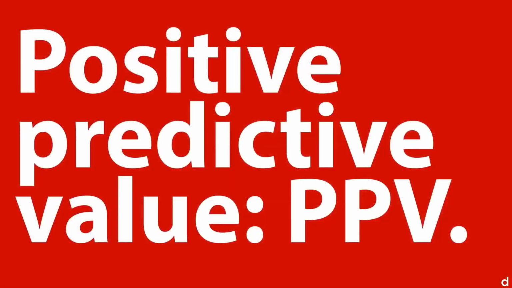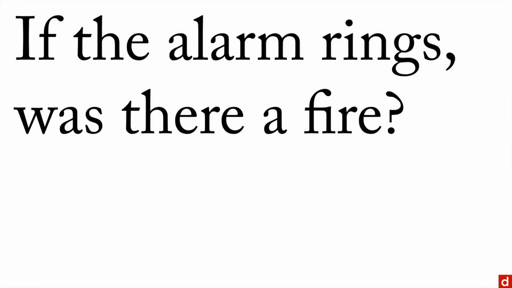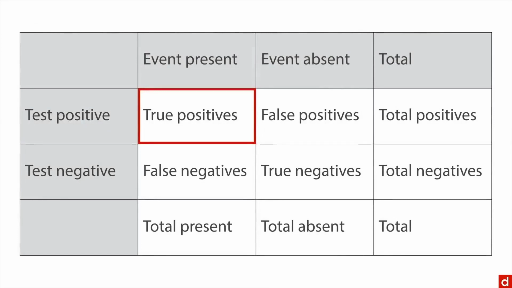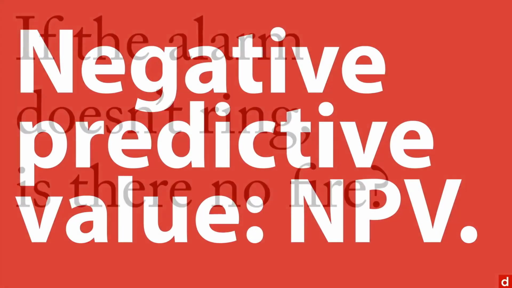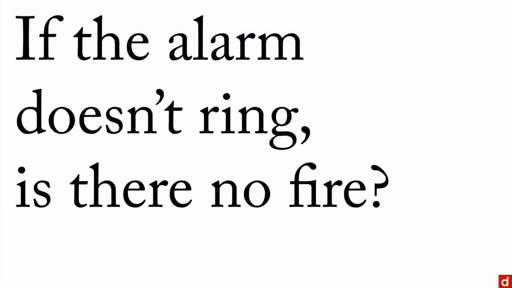So the first one there is positive predictive value, often just abbreviated as PPV. And we flip around the order a little bit. This one says, if the alarm rings, was there a fire? So now you're looking at the true positives and dividing it by the total number of positives. Total number of positives is any time the alarm rings. True positives is because there was a fire. And negative predictive value, or NPV, says, if the alarm doesn't ring, does that in fact mean that there is no fire?